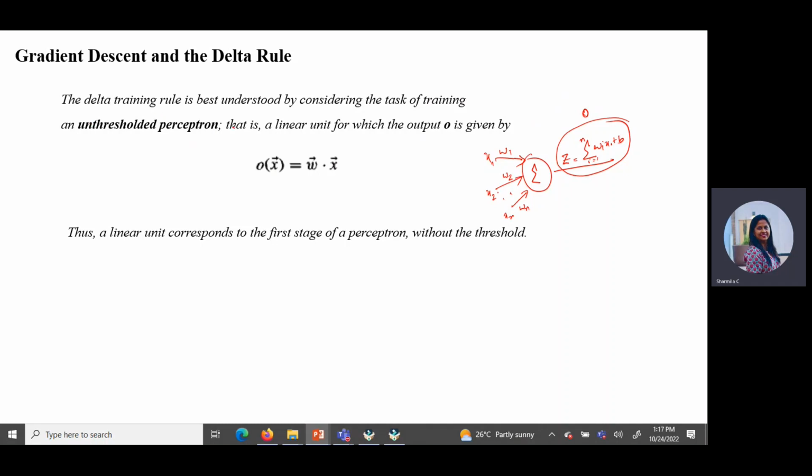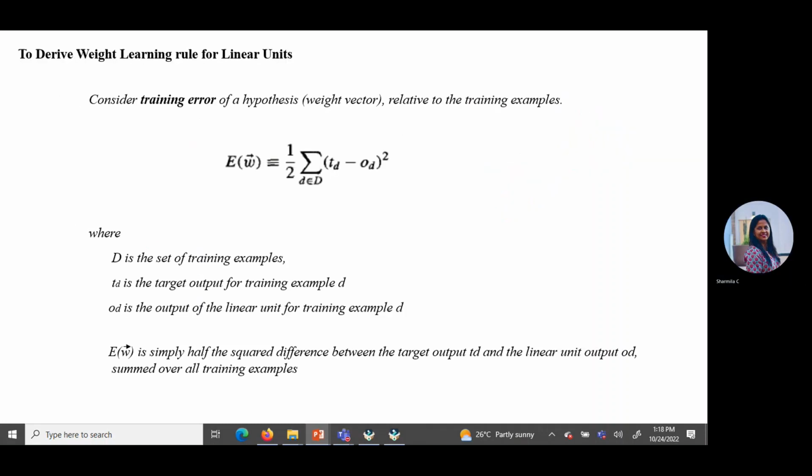So the delta training rule is best understood by considering the task of training an unthresholded perceptron, that is, a linear unit for which the output O is given as this, with x the input vector, equal to w into xi. Thus, a linear unit corresponds to the first stage of the perceptron without the threshold. When do we get the threshold? When we process this through the activation function. So without the threshold, whatever output we consider corresponds to the linear unit, that is the first stage of the perceptron.